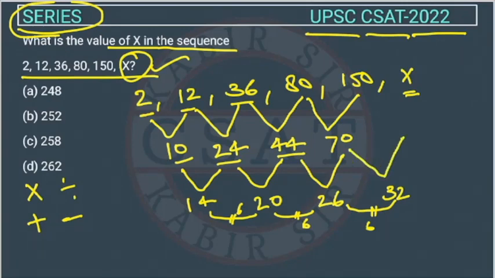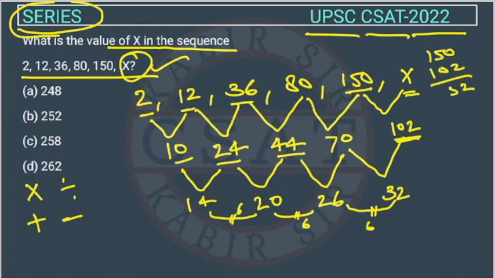We will add this, right? So this will be 70 plus 32, so this will be 102, right? Because if we subtract 70 from 102, then we will get 32. And this 102 is the difference between 150 and x, right? So the value of x will be what? The value of x will be the addition of these two, right? So x will be 150 plus 102.